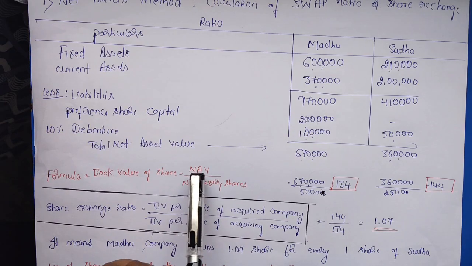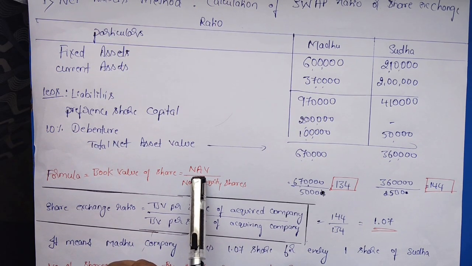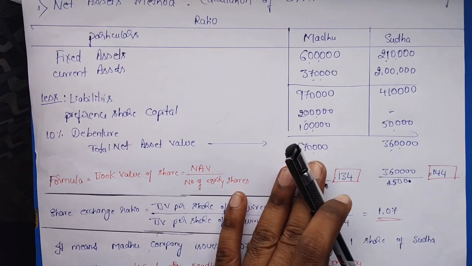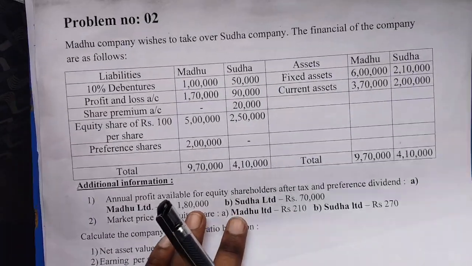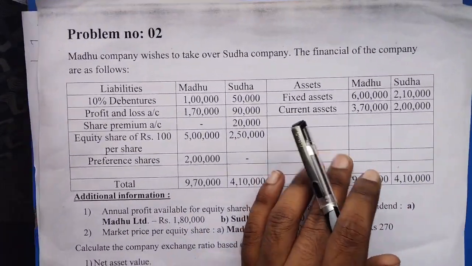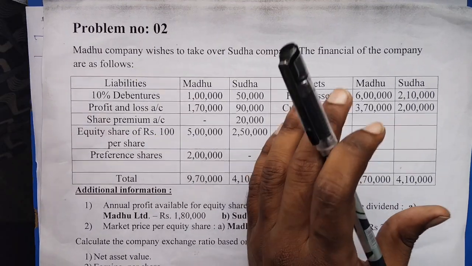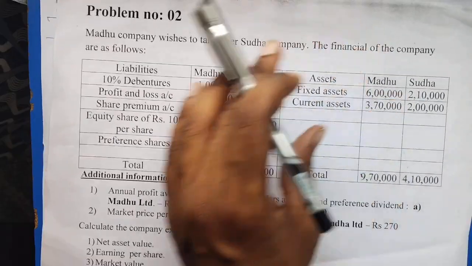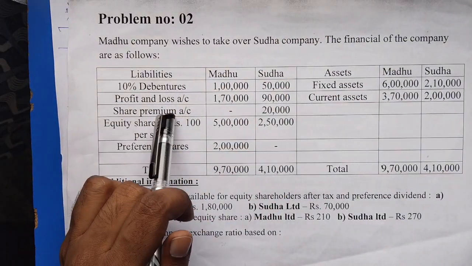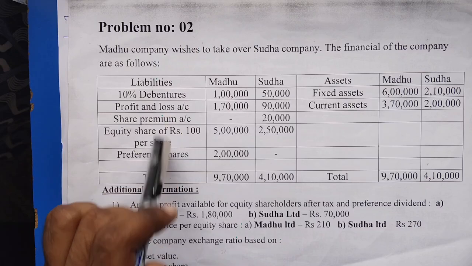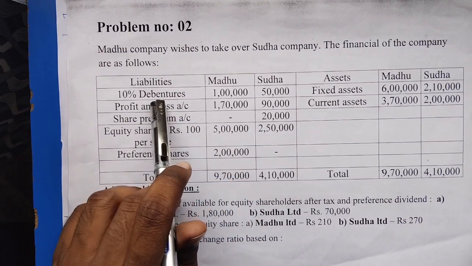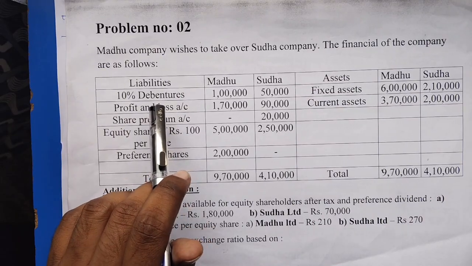Now we need to calculate the net assets value first. As I told, net assets value is calculated by deducting all the liabilities from the assets. Now take a look at this problem. We know that assets are fixed assets and current assets. We got the assets. Next we need to know the liabilities. On this liability side, the shareholders fund is also included, but we need to take liabilities only. The first one is 10% debentures. It's a liability. I will tell you why.